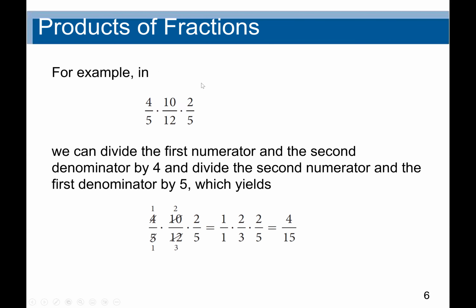Then 4 can go into 4 is 1, 4 can go into 12 is 3. So now we have 1 times 2 times 2, and then 1 times 3 times 5. That will give us 4 over 15. We get the same answer, but I prefer this because by reducing the fraction before multiplication, we deal with lower values.